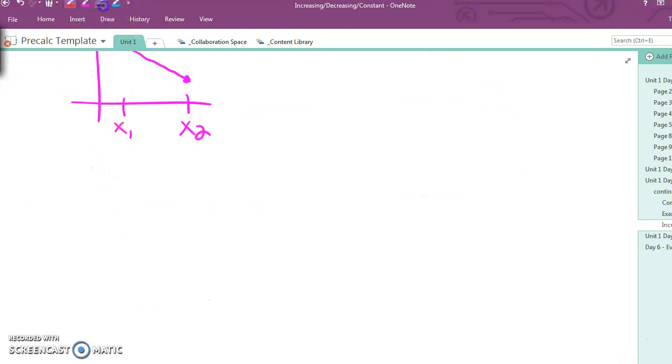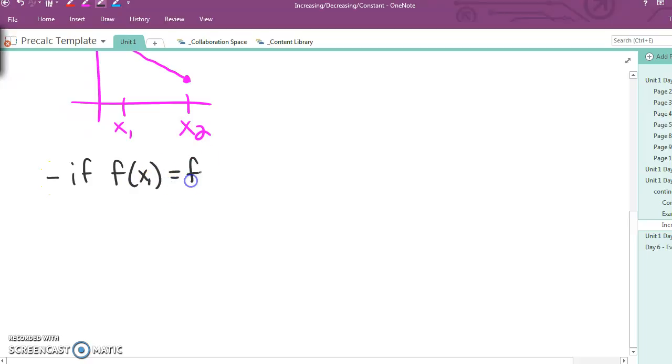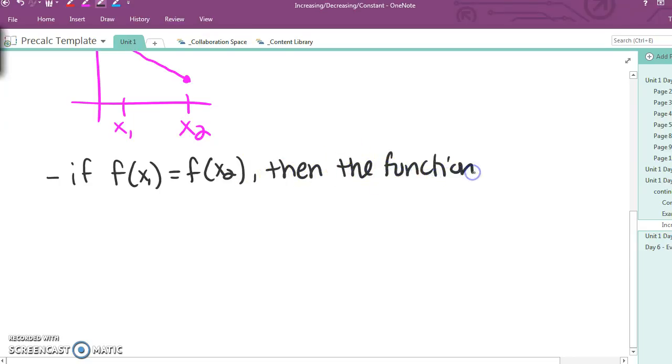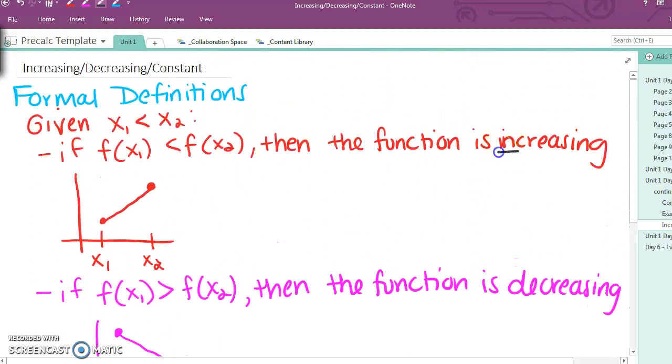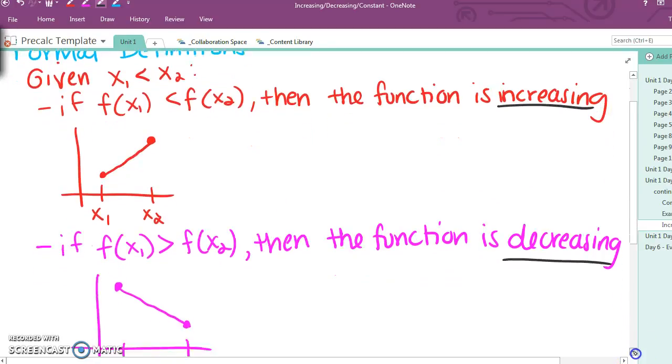And then the last situation we can have here is that if f of x sub 1 is equal to f of x sub 2, then the function is said to be constant. So then the function is constant. So in this case, I still have my x sub 1, my x sub 2, and this time f of x sub 1 equals f of x sub 2, so it's constant, and we get a horizontal line. So again, increasing, decreasing, and constant.